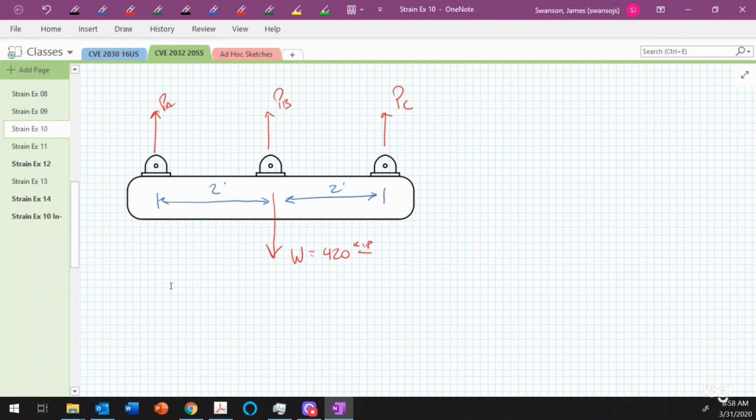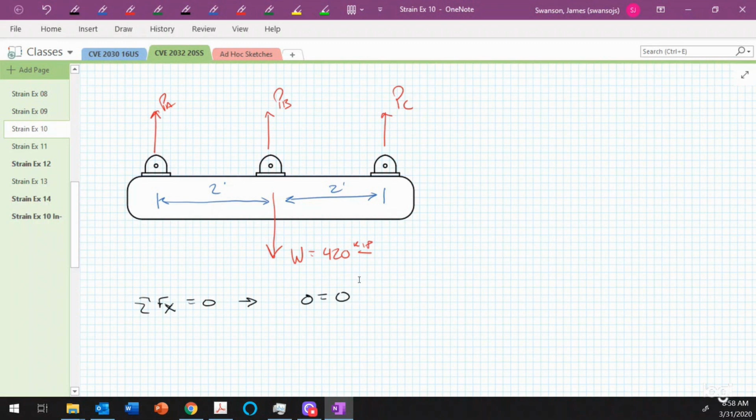So what we can do is write some equations of statics for that. The first thing I'll do is probably the simplest. I'll say that the sum of the forces in the x is equal to 0. So in that case, we end up with 0 equals 0. There aren't any forces acting in the x direction.